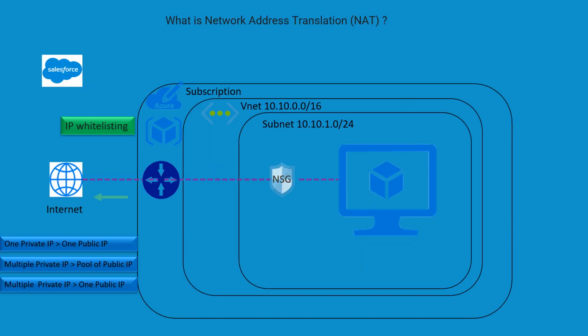Let's first try to understand what network address translation, NAT, is. NAT is used to enable multiple hosts on a private network to connect to the internet using a single public IP address, or we can say the basic idea of NAT is to allow multiple devices access to the internet through a public address.